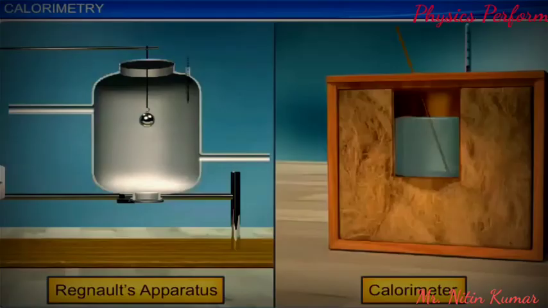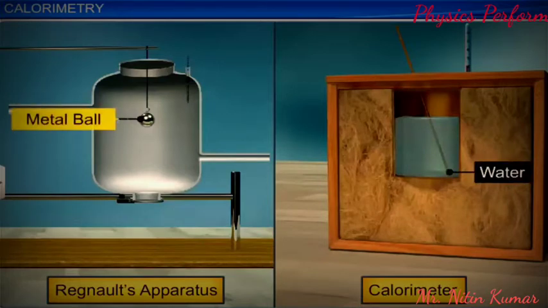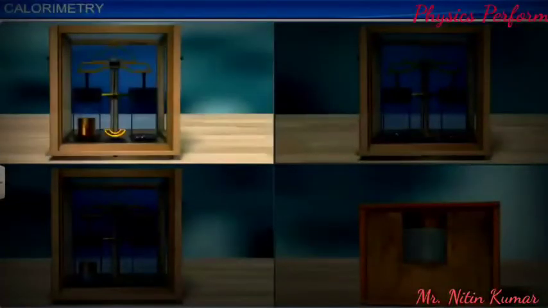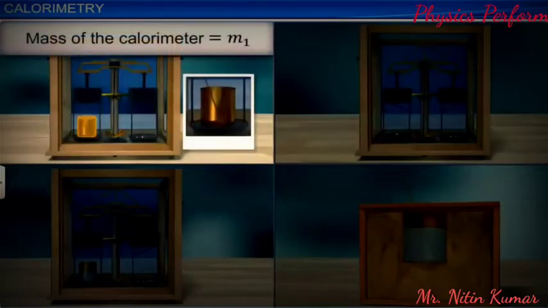To do this, a Reynolds apparatus and a calorimeter are used. As we use water in the calorimeter, we need to take a solid that is denser than water and insoluble in water, say a metal ball. First, the calorimeter with stirrer is weighed using a physical balance. Let its mass be M1.